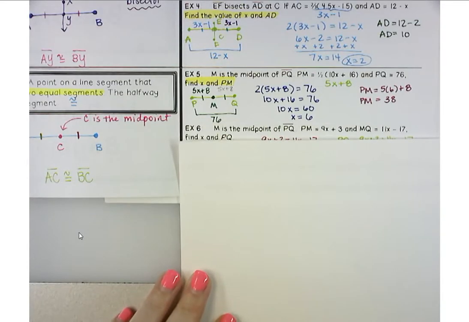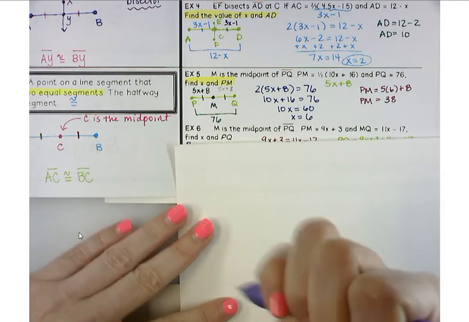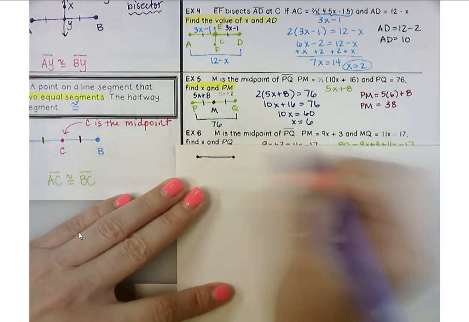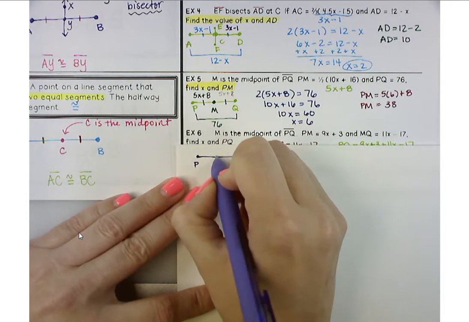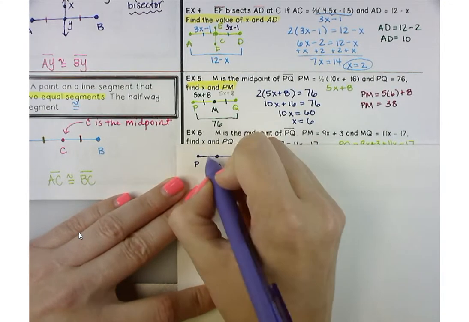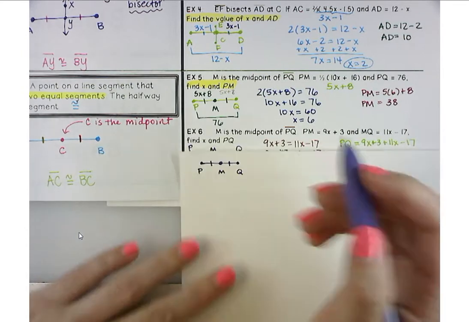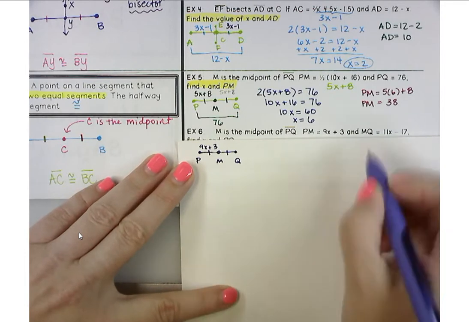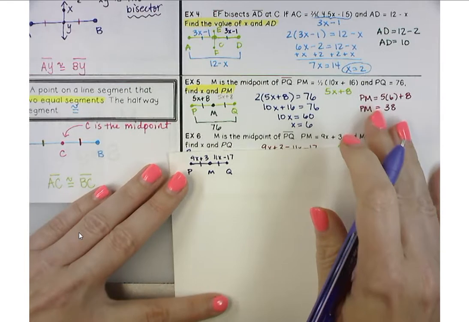All right, and then for example 6, it says M is the midpoint of PQ. So when you're doing this, I hope that your setup is starting with your picture. So you have PQ. If M is the midpoint, what I do right away is I mark off that those are going to be congruent. Okay, now PM is 9x plus 3. MQ is 11x minus 17, and I have to find x.